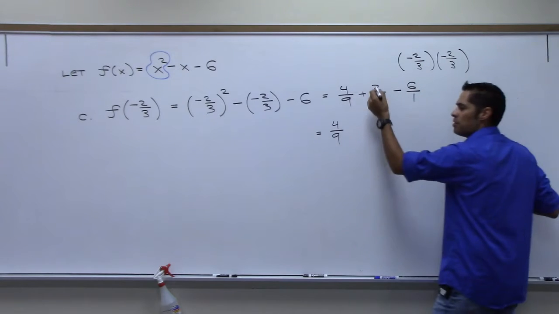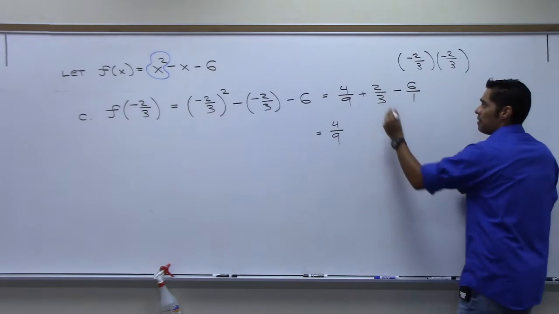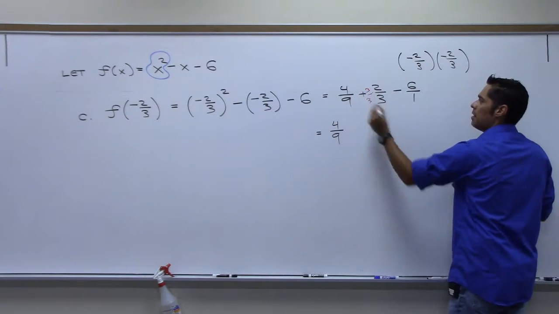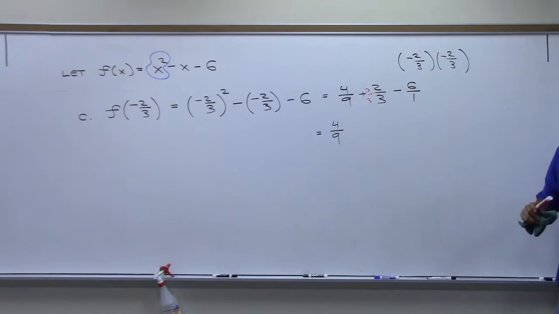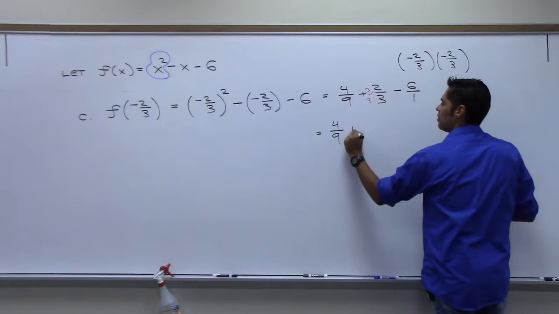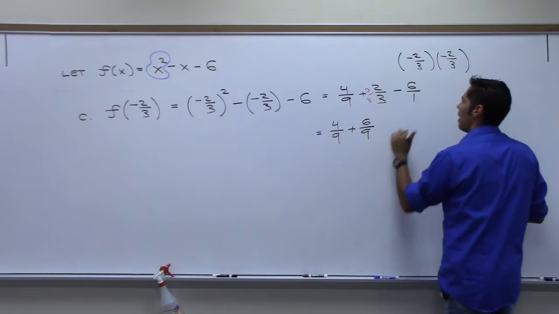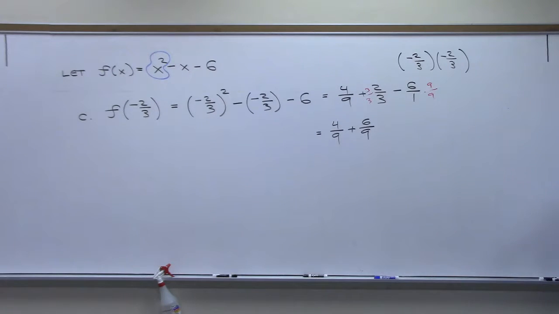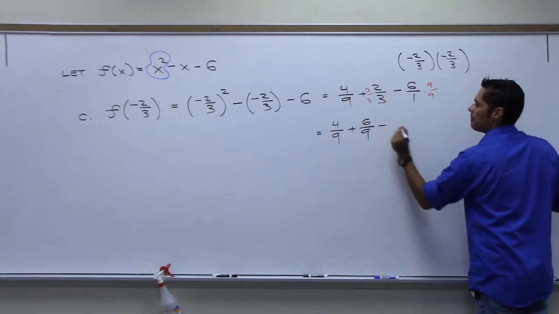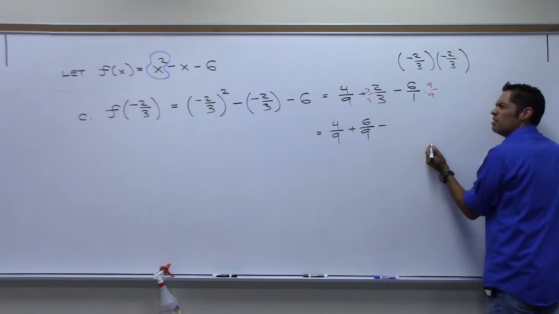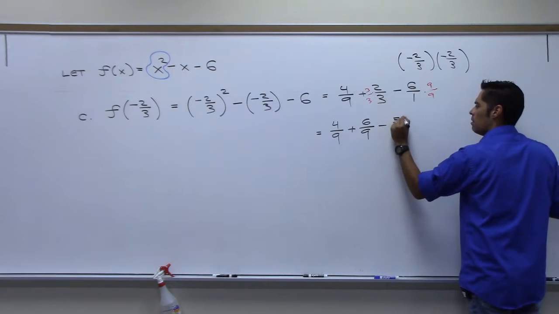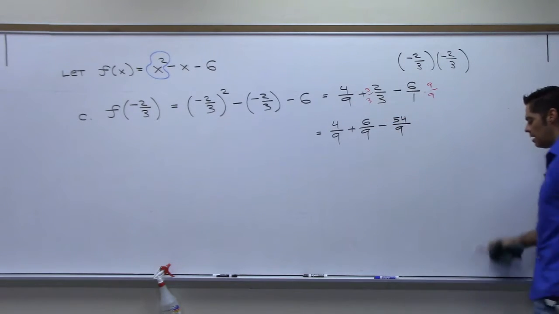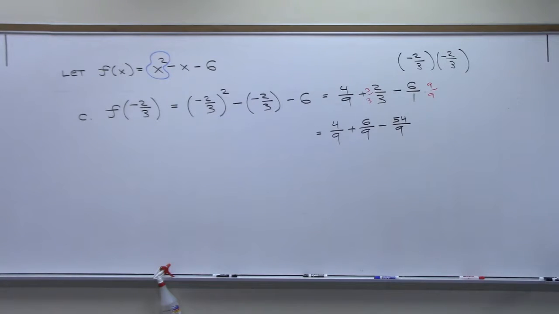4/9. How do I do this one? Multiply by 3 on the top and bottom, right? 3 here, 3 here. So what is it? 6/9 plus 6/9. And then I have to do 9 on the top and bottom here. So minus 9 times 6, 54/9. And then you can go straight across.